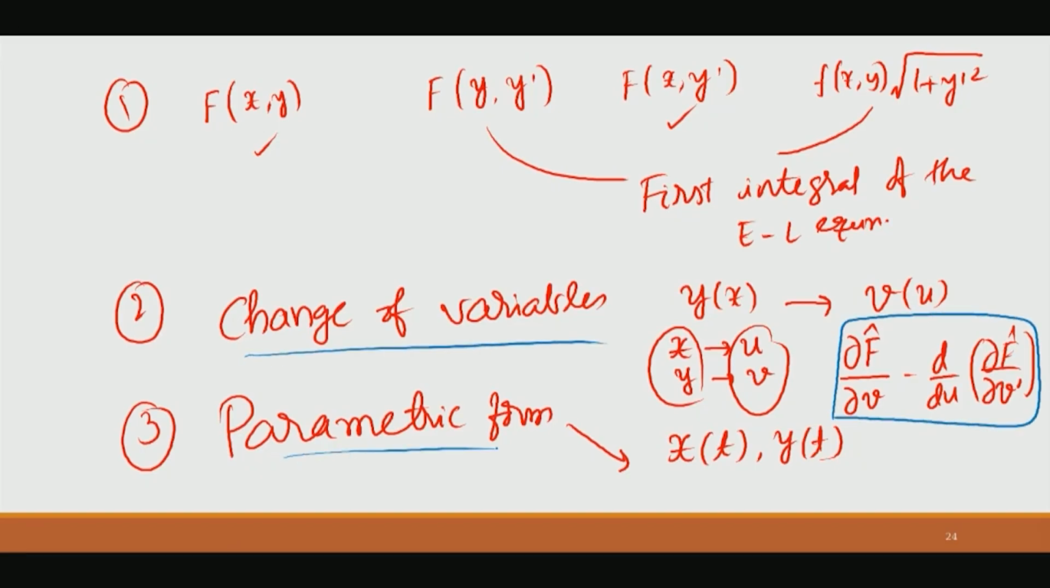Similarly, parametric form also. In parametric form, what is y prime here? y prime will become dy by dt, what we call y dot, by dx by dt. So, it becomes y dot by x dot. Okay. So, that is what we discussed. Now, when you are doing this change of variables and putting into parametric form, there is a deeper result called Noether's integral.